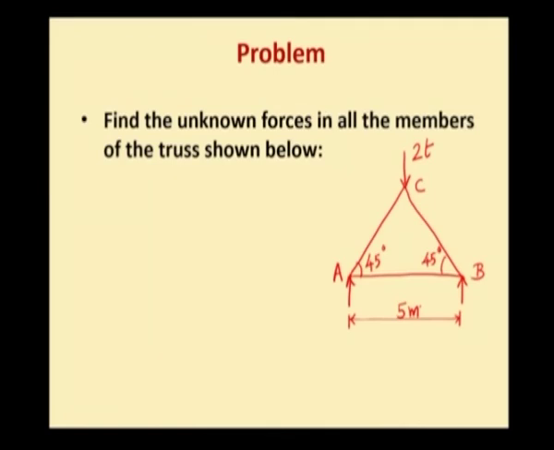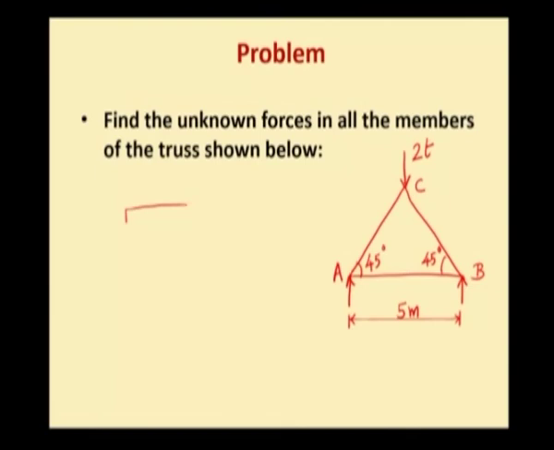Now, this is a simple truss, a basic triangular truss. Span of the truss is 5 meter. It comprises 3 members and 3 joints. The joints are named A, B and C. At the apex of the truss, that is at joint C, we have a vertical downward force of 2 ton. Because of this force, each and every member of this truss, the members AB, BC and AC, will be subjected to some amount of forces. Those forces may be compressive force or tensile force.